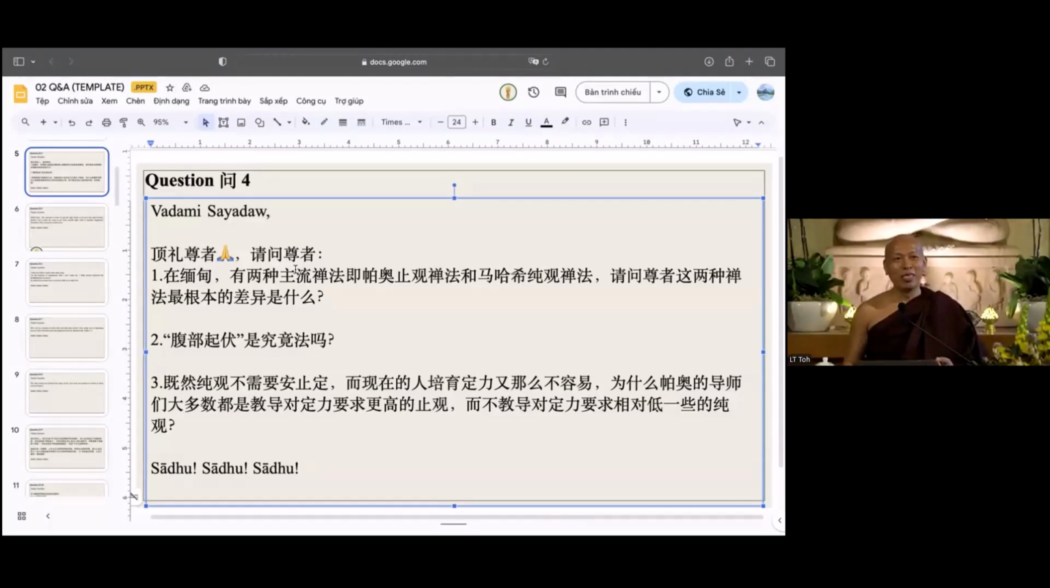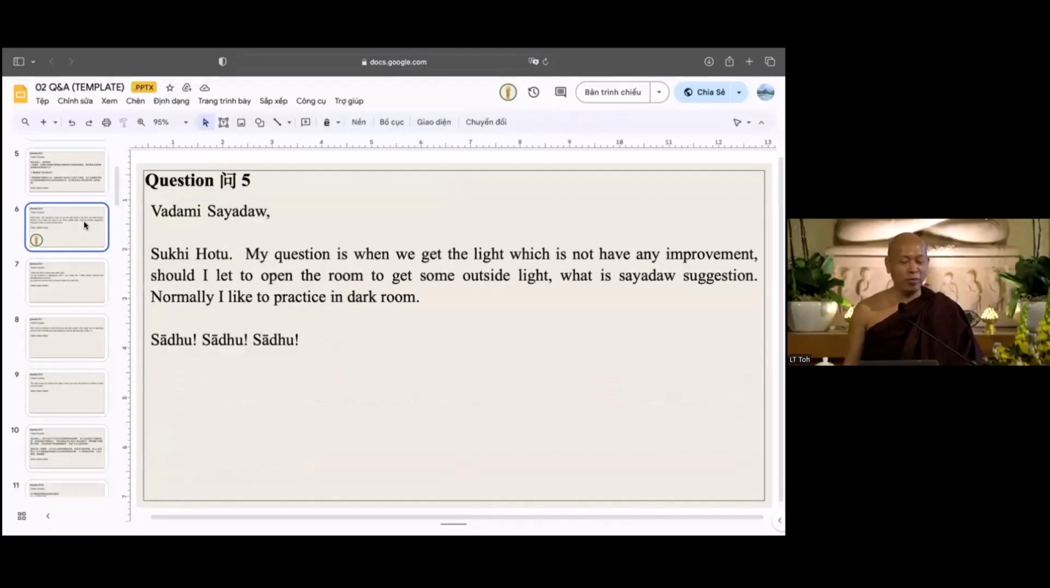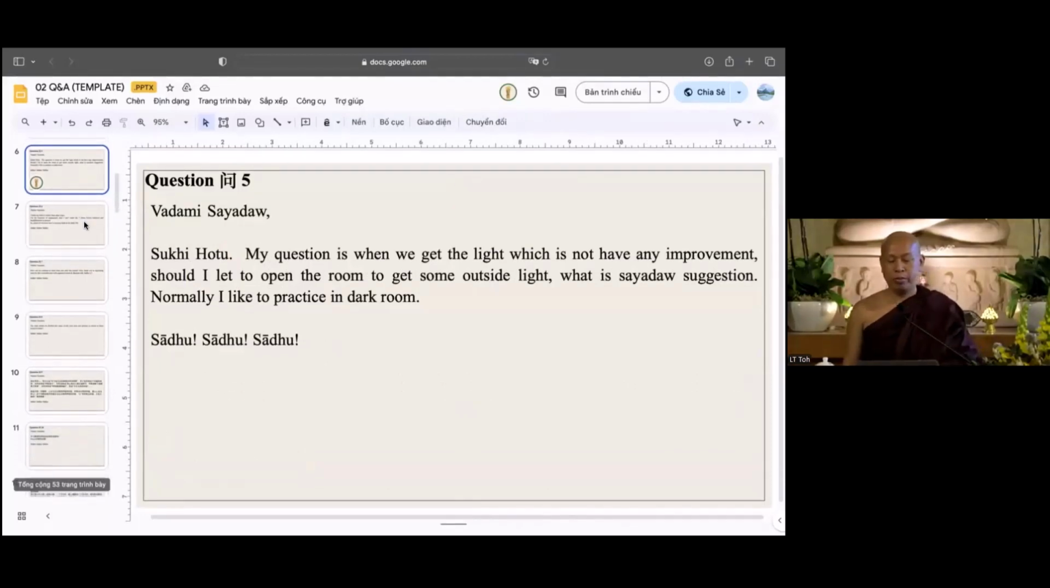Anyway, I must answer if there's a question. Okay, another thing. My question is, when we get the light which does not have any improvement, should I open the room to get some outside light? What is Sayadaw's suggestion? Normally, I like to practice in a dark room.